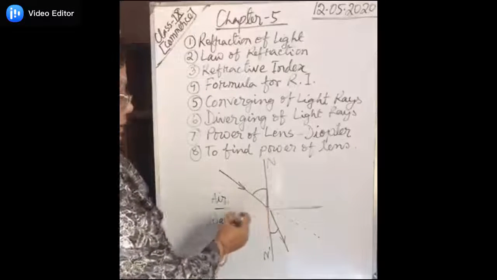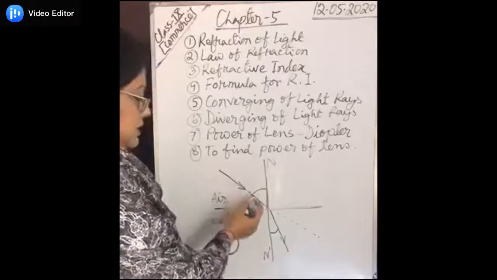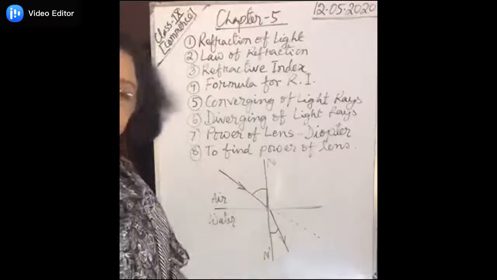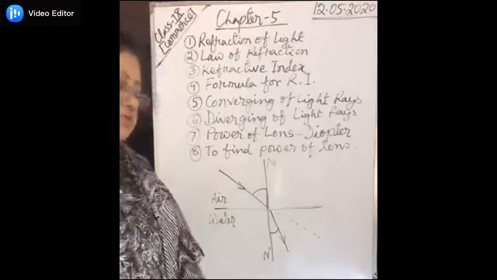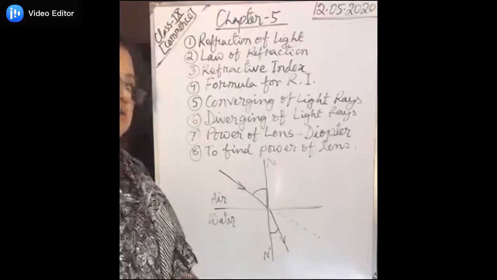Okay, look here, the upper medium is air, the bottom one is water. When light falls on the line of separation, it bends towards the normal, that means it is changing its direction. This changing of direction is called refraction of light.